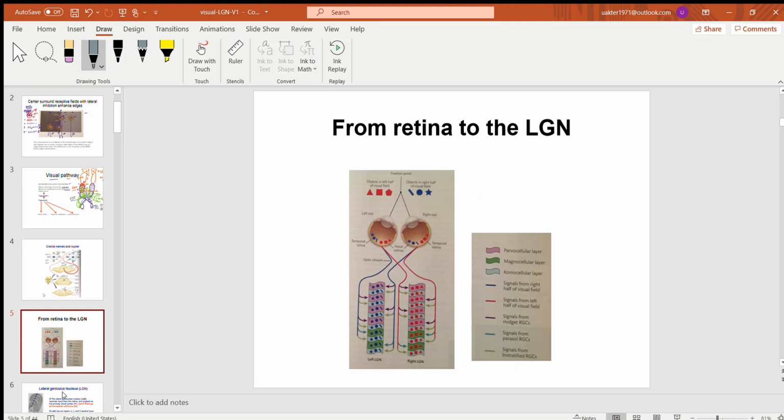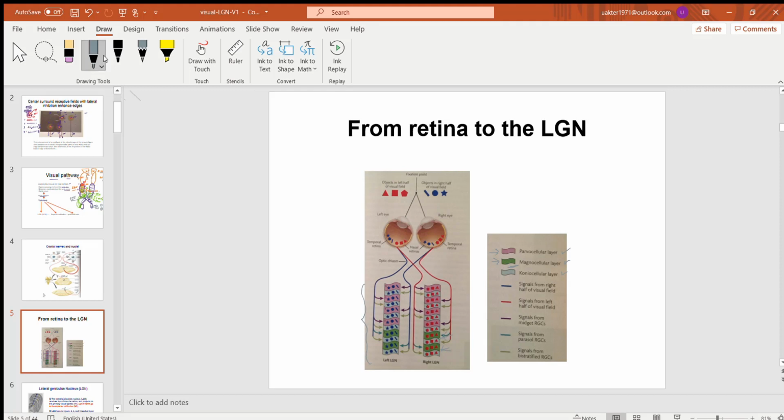Here, I already mentioned that there are 6 layers in each lateral geniculate nucleus, right? And the layers are parvocellular, magnocellular, and koniocellular, shown by 3 different colors. So you can see here, magnocellular, I mentioned layer 1 and 2, these 2, right? And you remember I mentioned parvocellular layers 3, 4, 5, 6. So 3, 4, 5, and 6. And koniocellular in all 6.